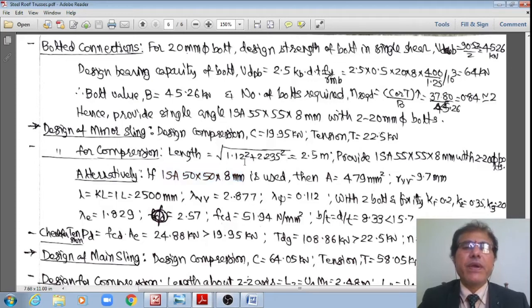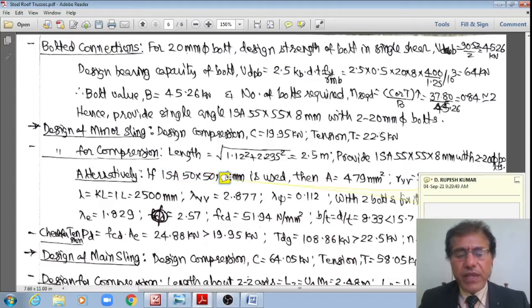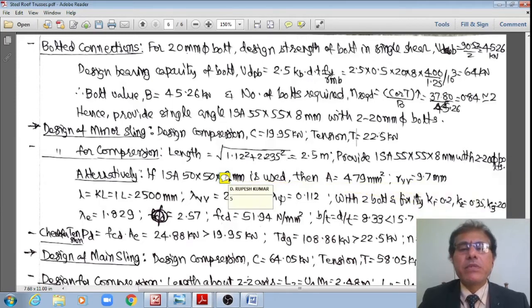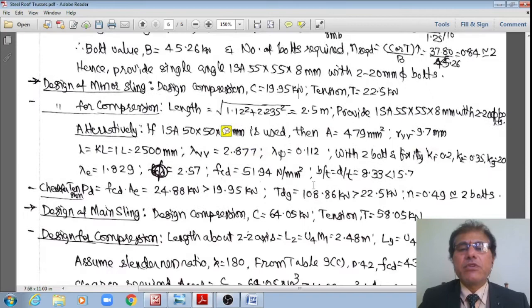It is not 5. It is not 8. This is 5 mm, student. Please make a note. This is 5 mm. Therefore, with the 220 mm bolts, that is how my design is.